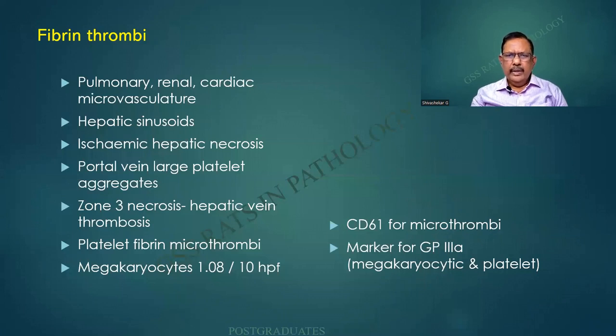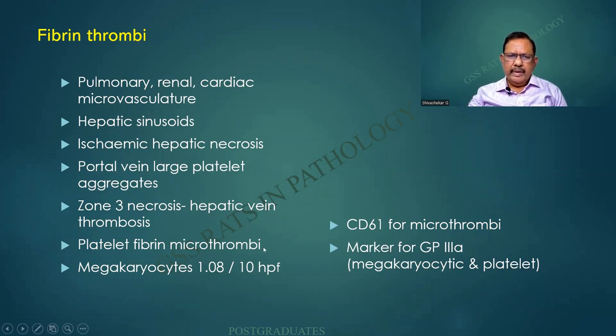Fibrin thrombi. Thrombi are extremely important because we did not know for what reason. At one end, in the beginning, they saw it was respiratory distress. But then, even without that, the patients are simply succumbing thanks to fibrin thrombi, which can occur on the pulmonary, renal or the cardiac microvasculature, and hepatic sinusoids, which can lead to ischemic necrosis, and also the portal vein, which can show large aggregates. There is a zone 3 necrosis. Zone 3 is around the hepatic central vein.